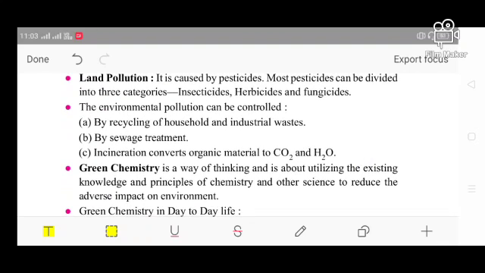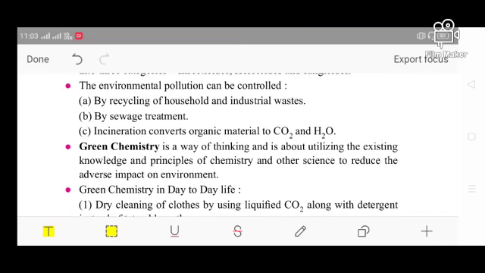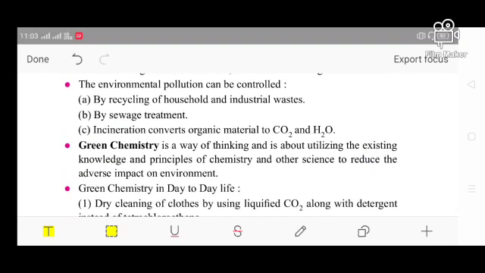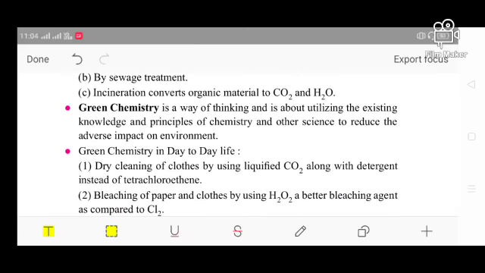After that, environmental pollution can be controlled. How can environmental pollution be controlled? By recycling household and industrial waste, by sewage treatment, and by incineration, which converts the organic materials to carbon dioxide and water. Okay, so these are the three basic things. If we adopt them in our daily life, then we can avoid environmental pollution, or environmental pollution can be controlled.